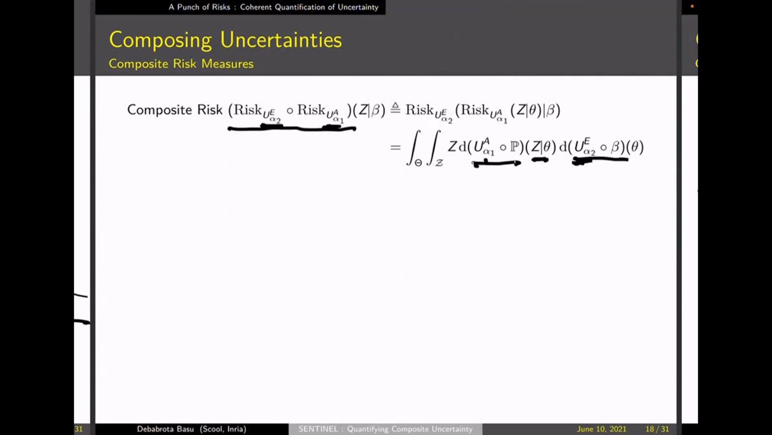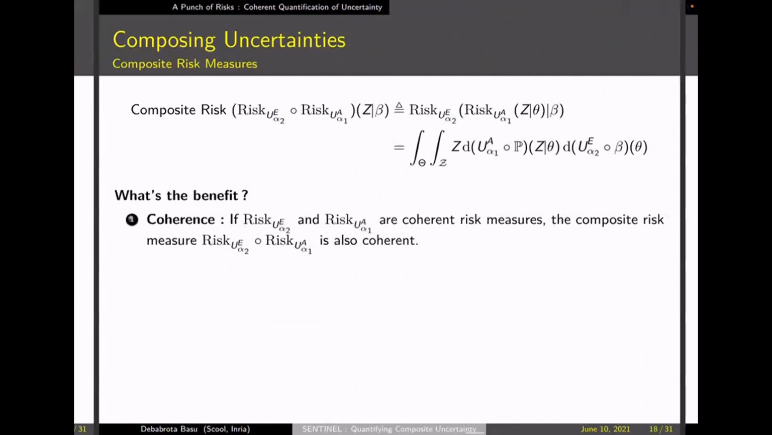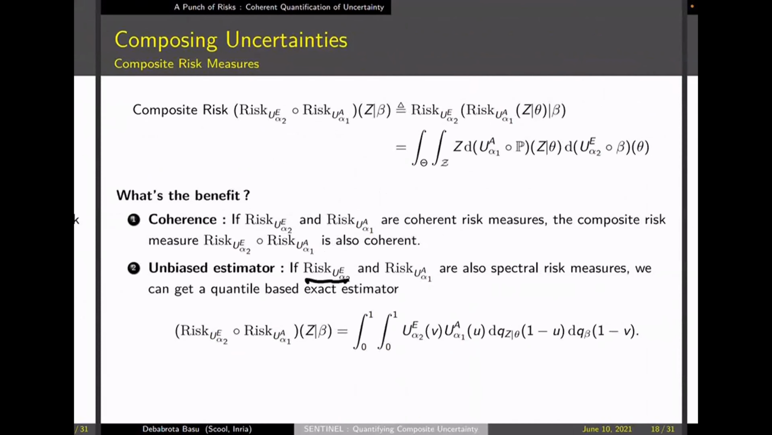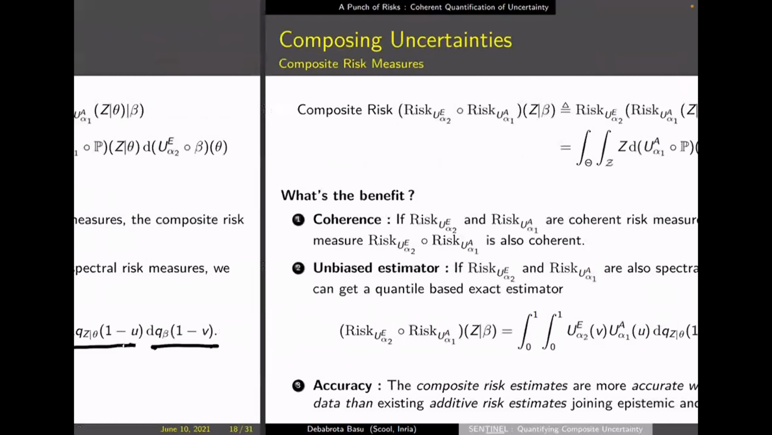And why is this interesting, what's the benefit? First thing, it is coherent. If both your risks that you have used, say for example, both of them are CVAR, then this CVAR composite on CVAR is coherent. It will give you a coherent estimate. If now you have a good estimator or a distorted utility function for this aleatory and epistemic risk, you can always use the quantiles of each model and quantiles of the belief distribution to make an exact, unbiased, distribution-free estimator for this risk measure, this composite risk. And another one is the accuracy.